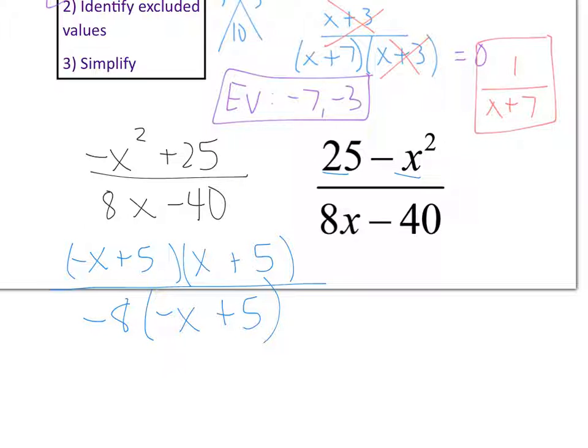And now I could have actually factored out an 8, but I would have had an additive inverse that I would then have had to take out a negative with. So I just actually did that in one step because I could see what was going to happen. And now let's find the excluded values.